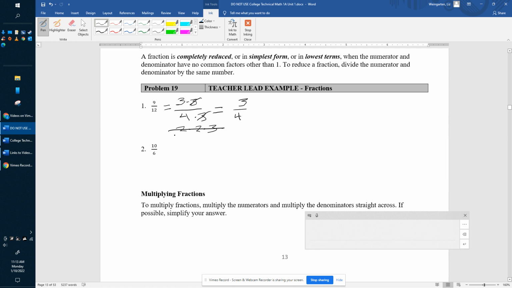Let's look at 6/10. Let's maybe try to be a bit speedier with this one. Let's talk it out. The top is 5 times 2, 10. Bottom is 3 times 2, or 6. So if we divide the top number by 2 and the bottom number by 2, we're going to get 5/3. And that is as reduced as it's going to get.